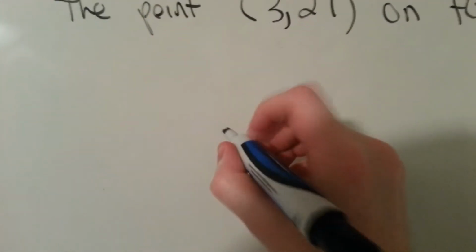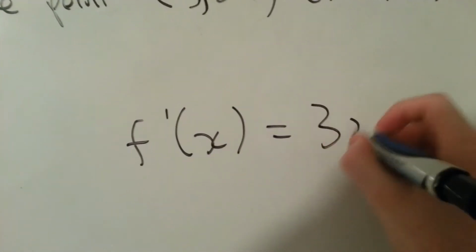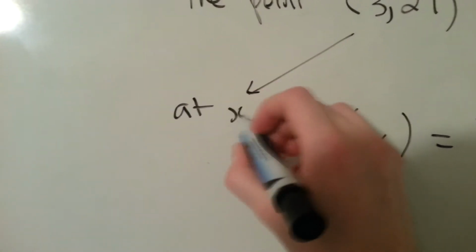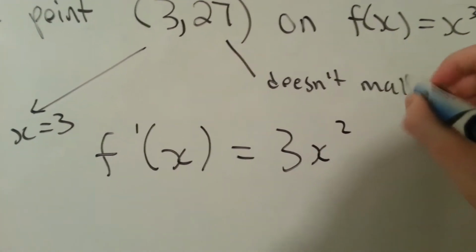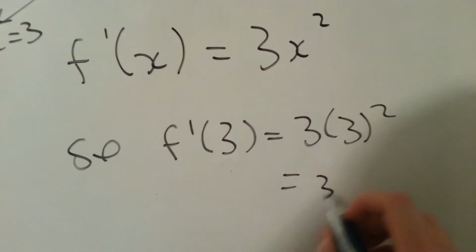Now let's try finding the slope of the tangent at a given point on a function. The first thing we have to do is find the derivative of the function, which we know already is 3 times x squared. Then we have to sub in the x value of the point into the derivative function. So we sub in x equals 3 and the y value doesn't matter. When we sub in x equals 3, it will equal 3 times 3 squared, which is 3 times 9. That will give us 27.